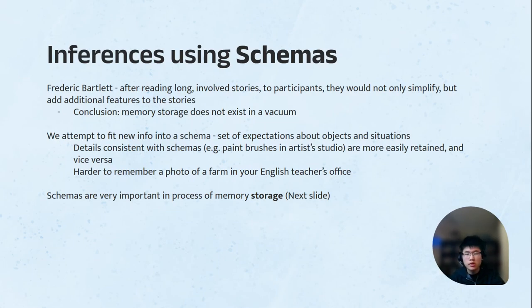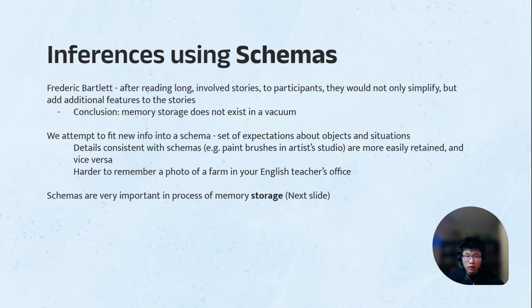Inferences using schemas. So, this guy called Frederick Bartlett did an experiment where he would read long, involved stories to participants and ask them to remember it and then retell the story. Not only would the participants simplify the stories when they were retelling it, but they would also add their own aspects to the story. Those aspects were not nonsensical. These aspects made sense, but they came seemingly out of the blue.